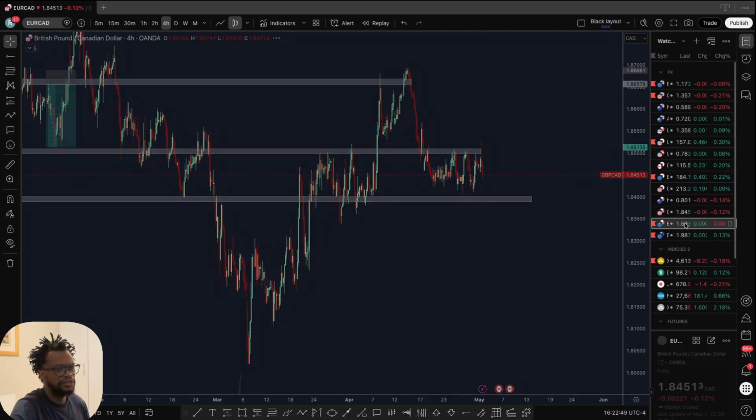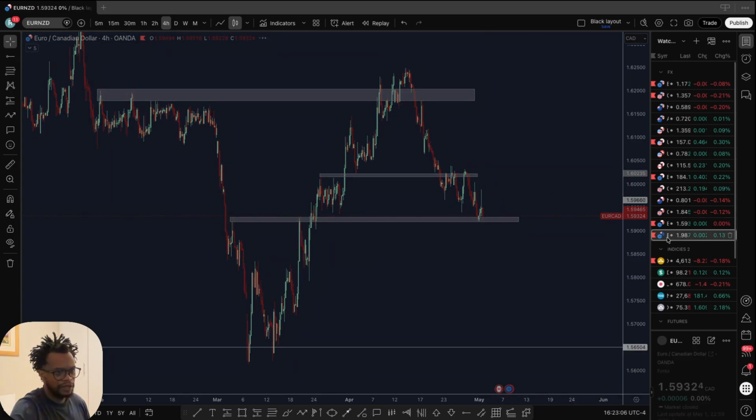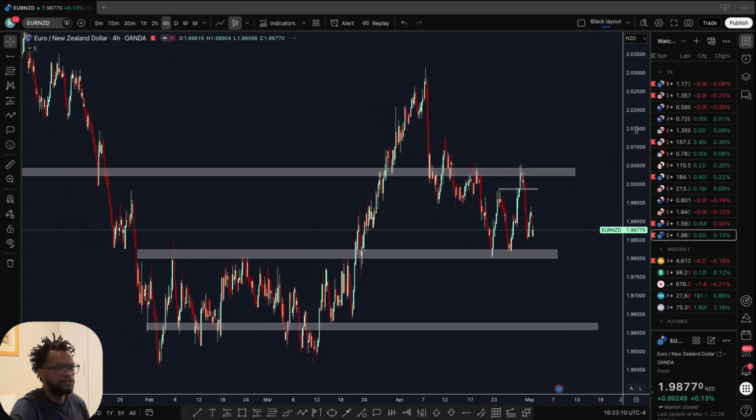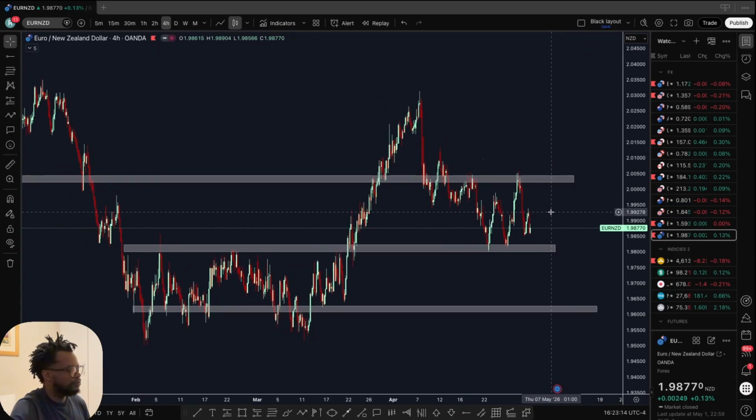Not looking at it. Euro CAD also stuck in here, stuck in the zone. Obviously, if I'm going bullish on euro yen, I'm not going to trade euro dollar. So also stuck in a range. And the last one, let's have a look at Euro NZD. Euro NZD, also quite stuck in a range.